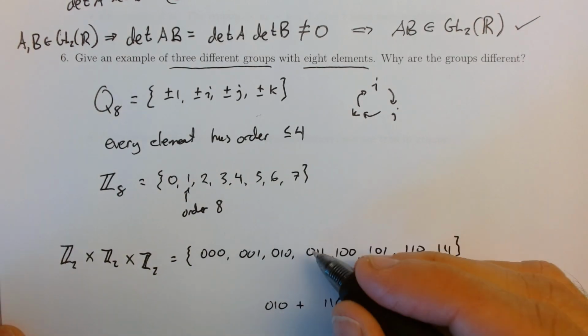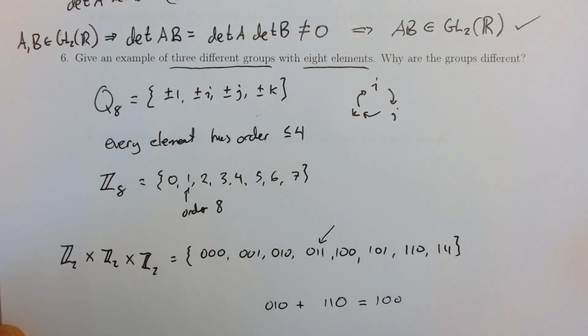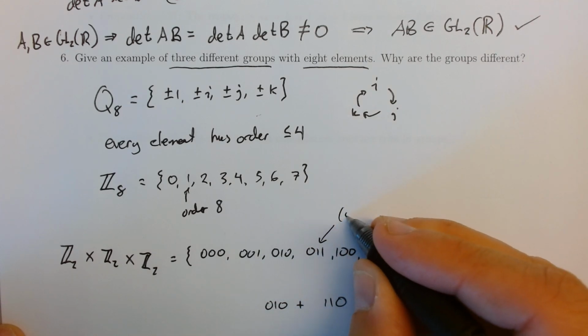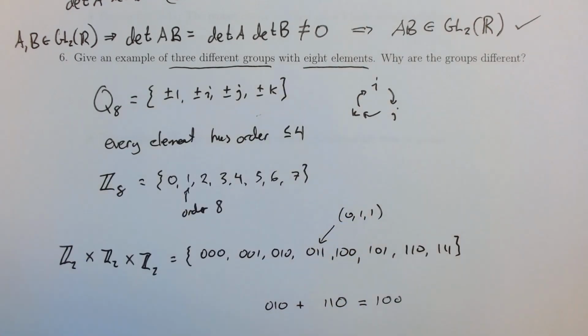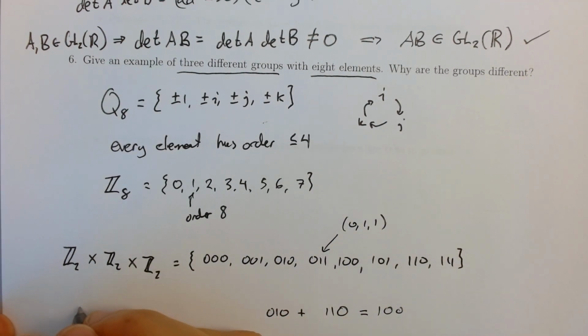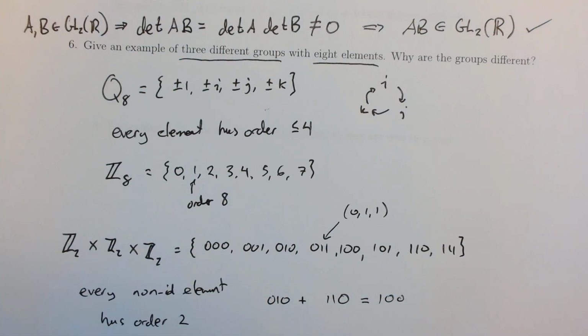And this is really a shorthand. Each one of these, like 0, 1, 1, is actually the coordinate 0, 1, 1. Now here the identity is order 1, but everything else is of order 2. If you add any of these to itself, you get 0, 0, 0. So every non-identity element has order 2. So that's also different from the other ones.